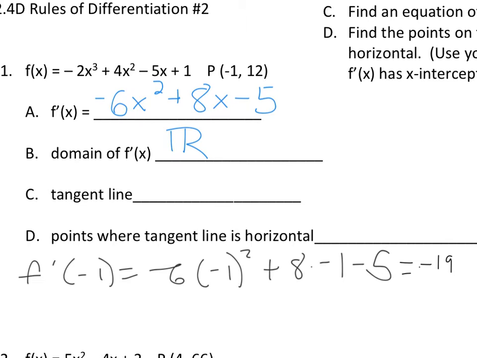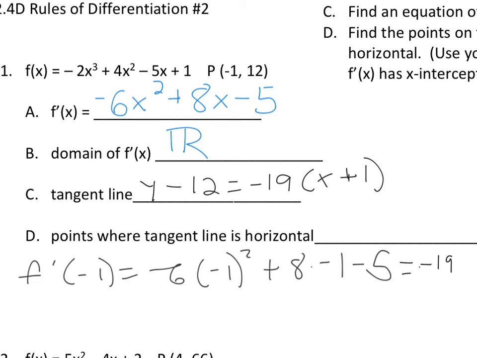So now we know that the tangent line is going to be y minus y1 equals m times x minus x1. Well, minus x1 minus negative 1 becomes plus 1.